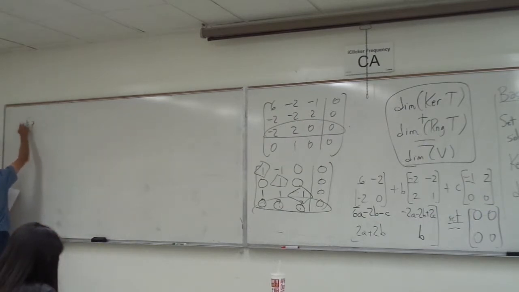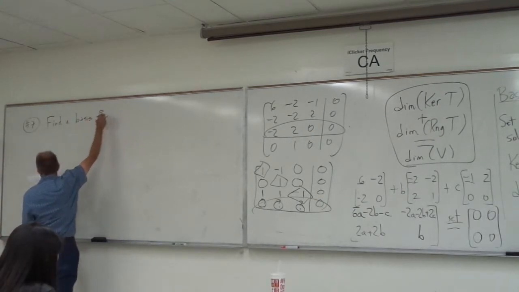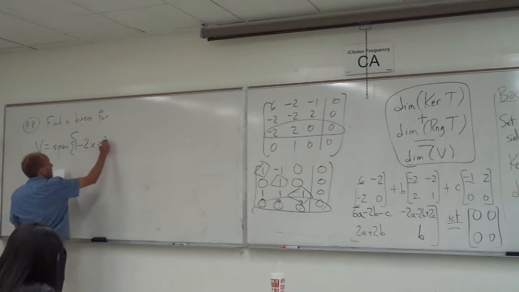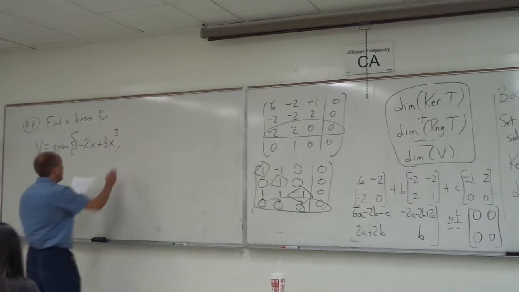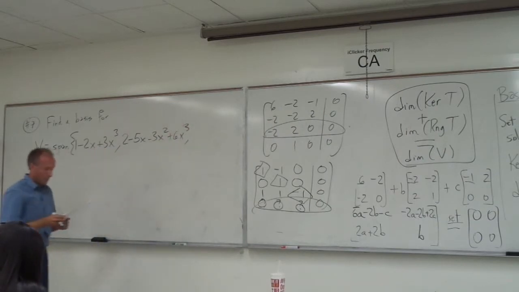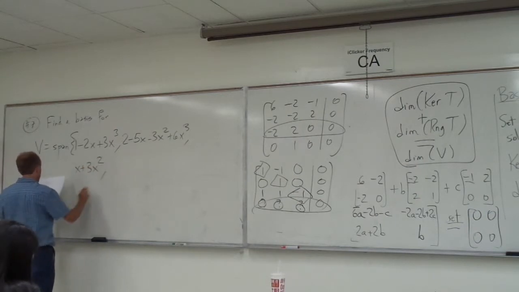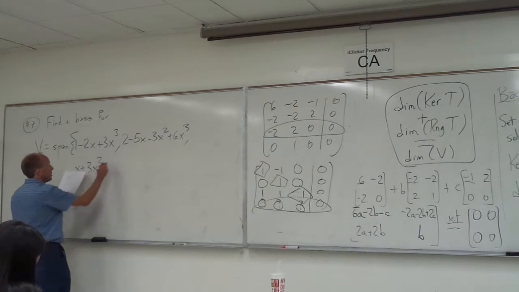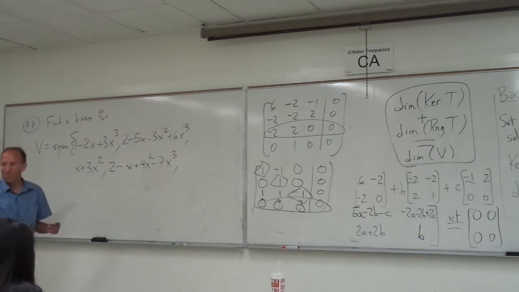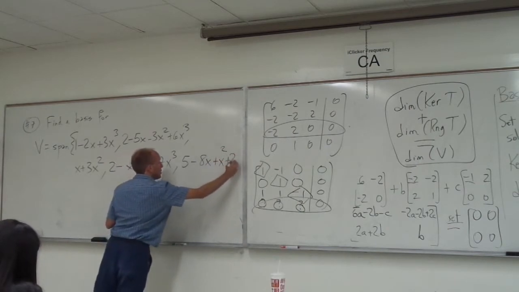Okay, so let's do another problem. Let's find a basis for V equals the span of 1 minus 2x plus 3x cubed, comma, 2 minus 5x minus 3x squared plus 6x cubed. I think this is off of an old test, actually. Comma, the next one is x plus 3x squared, comma, the next one is 2 minus x plus 4x squared minus 7x cubed, comma, one more. We're sorry you asked, right? 5 minus 8x plus x squared plus 2x cubed.